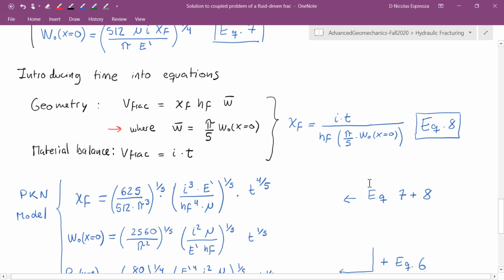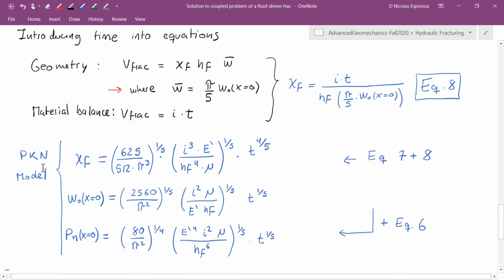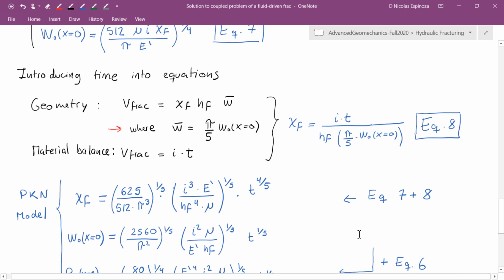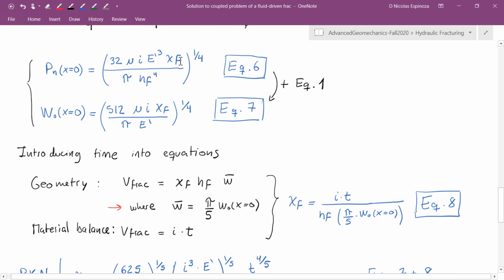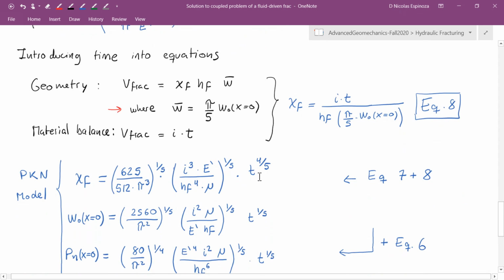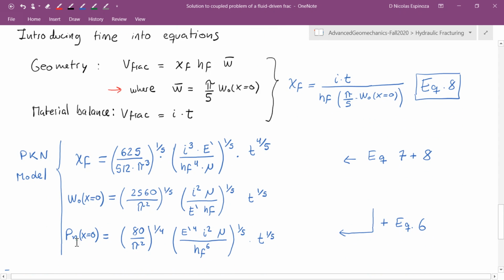and I can obtain the final equations of the PKN model of the fracture half length and the width as a function of time. And also, if you add to that equation number 6, which was the equation for net pressure as a function of fracture half length, now since we have fracture half length as a function of time, we can plug that in there, and that will give us a solution of the net pressure as a function of time at the wellbore, or at the beginning of the fracture. And there are a few things to notice in this solution.